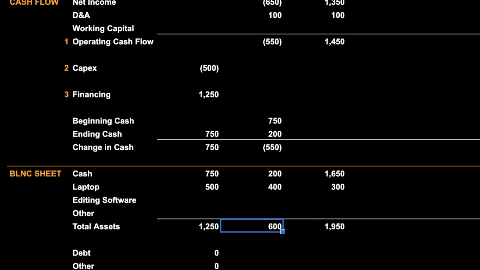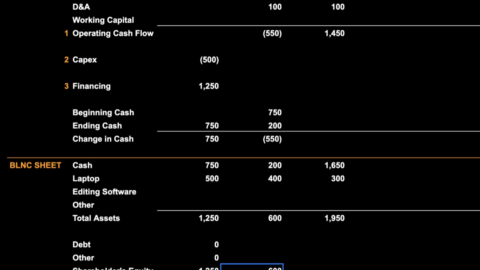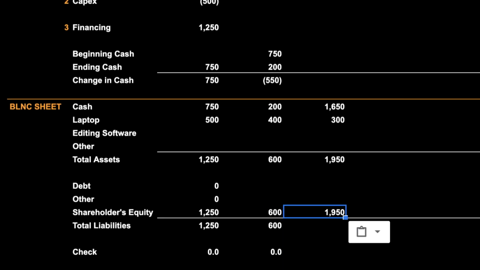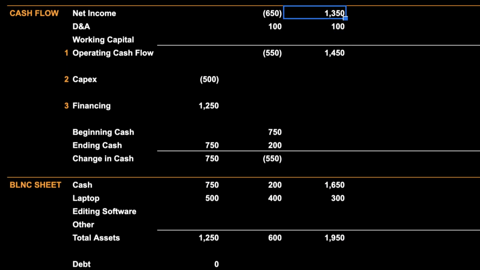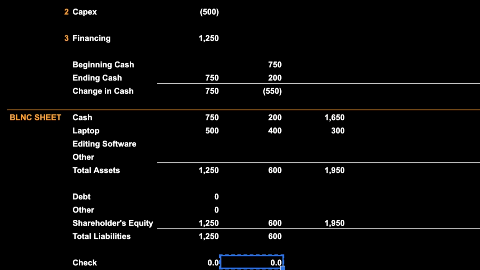And our total assets now went up to $1,950. Shareholders' equity, again, will just be our previous year's shareholders' equity plus whatever value the company created from net income, which was $1,350. Let's see if those two match up. Oh, they don't, because I didn't do that. Okay, so they do. So this is great.